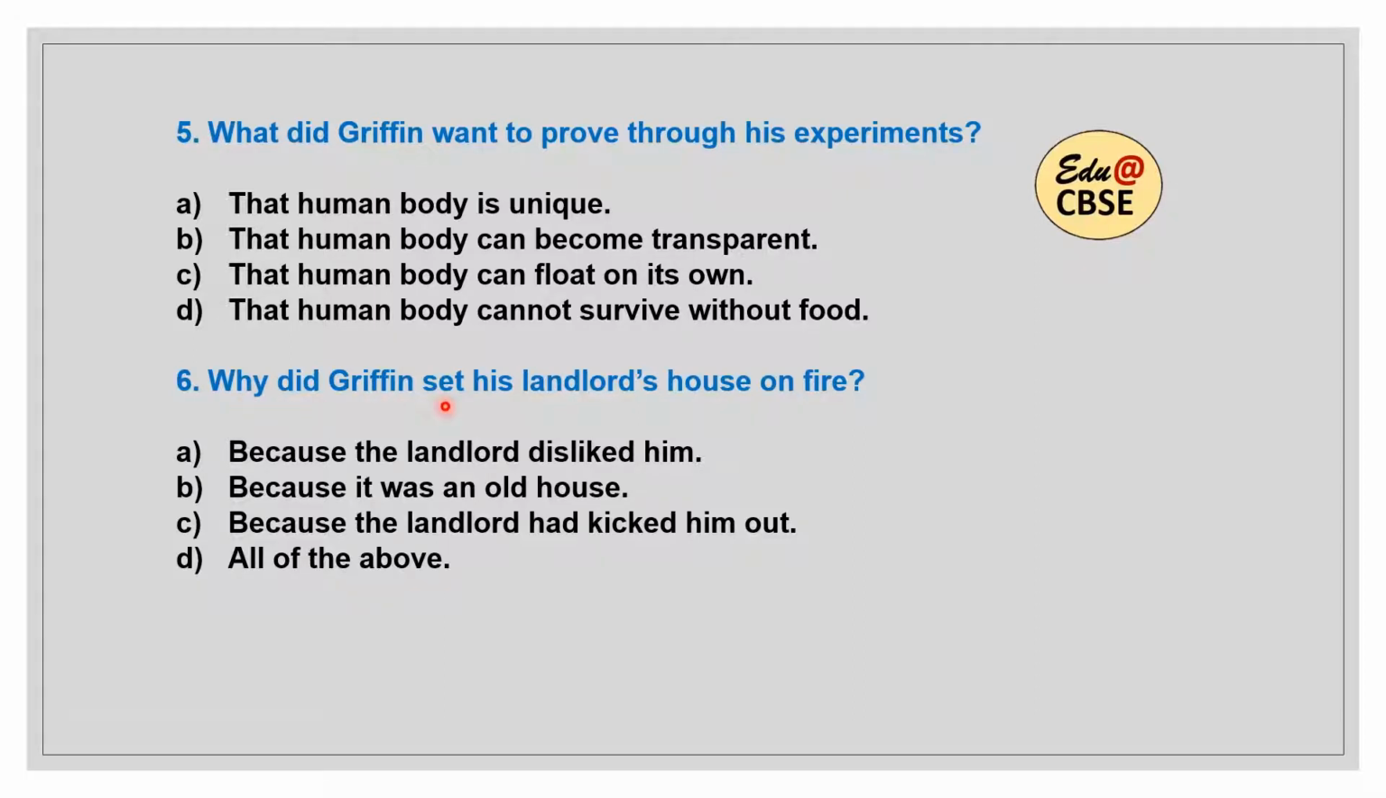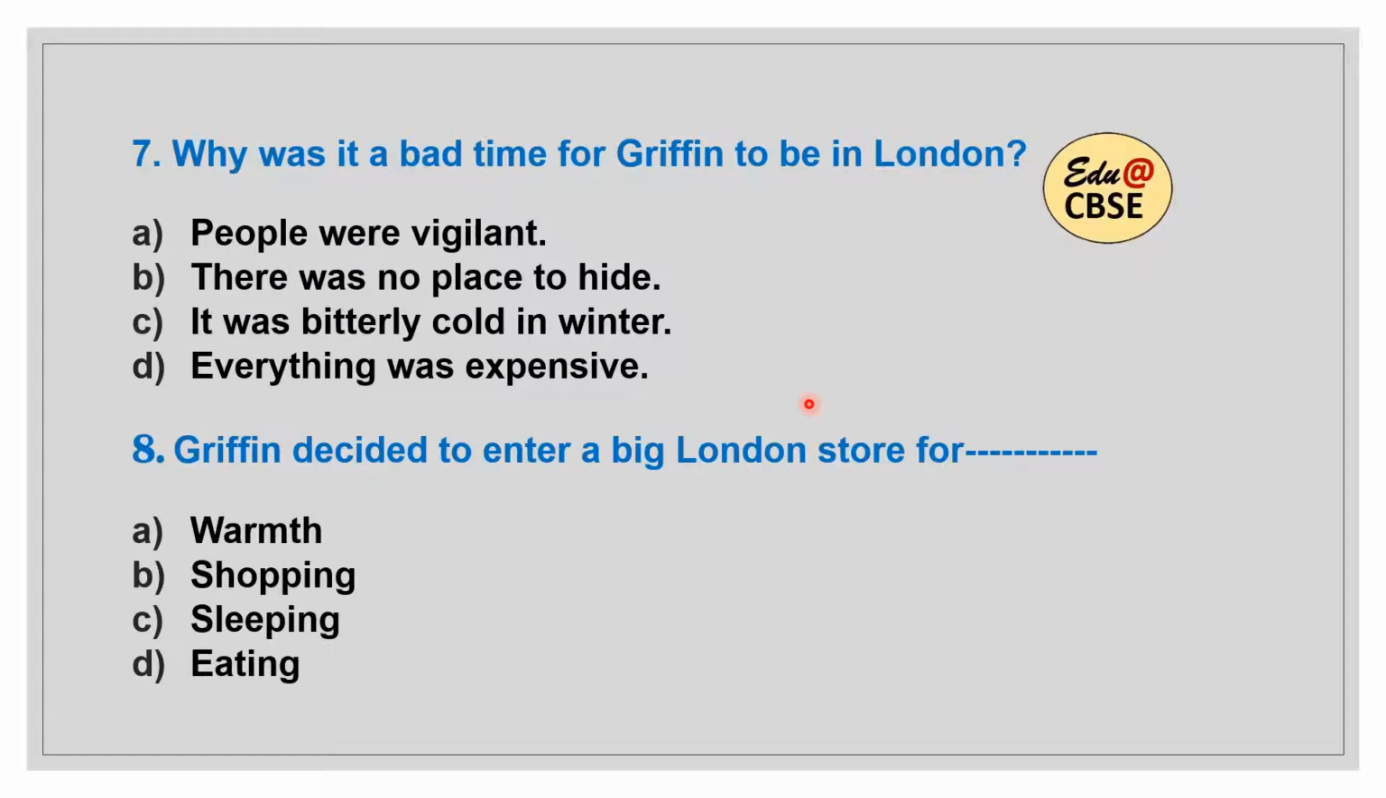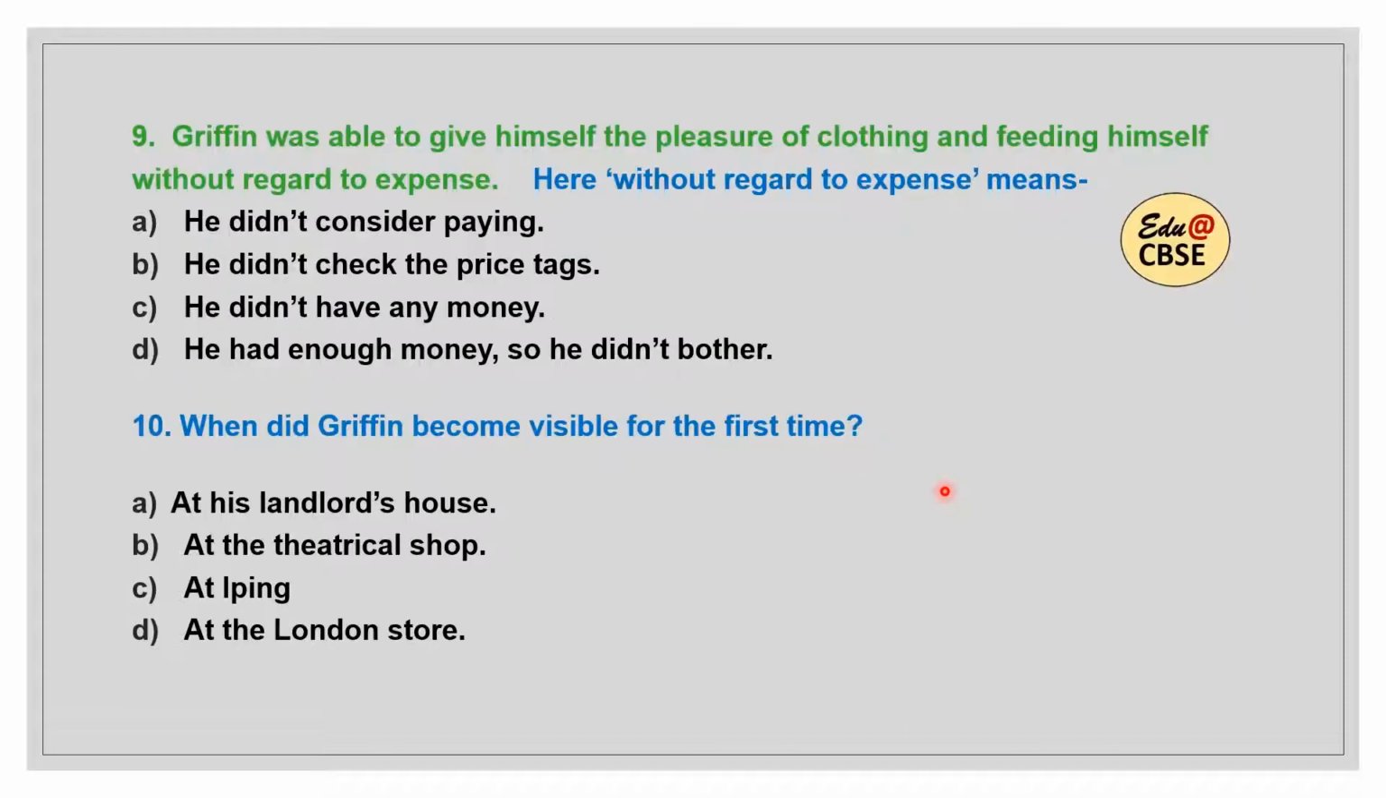6th. Why did Griffin set his landlord's house on fire? 7th. Why was it a bad time for Griffin to be in London? 8th is, Griffin decided to enter a big London store for. 9th, Griffin was able to give himself the pleasure of clothing and feeding himself without regard to expense. It is a line of extract from the chapter. Here, without regard to expense means.